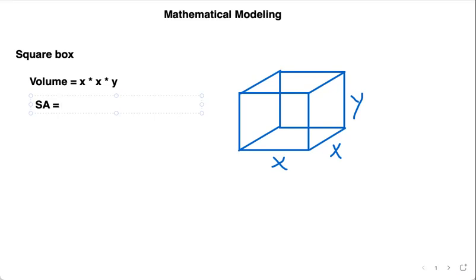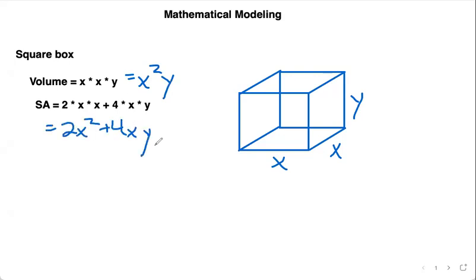For a box with a square base, the base and the bottom is x times x, and there are 2 of them, the top and the bottom. And then you've got one of the sides, x times y, and there are 4 of them overall. Of course, if I want to clean this up a little bit, that'd be 2x squared plus 4xy. That's not always the case, though. It depends on a case-by-case scenario.